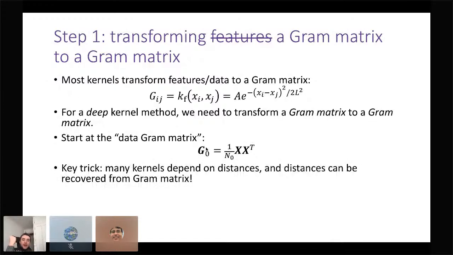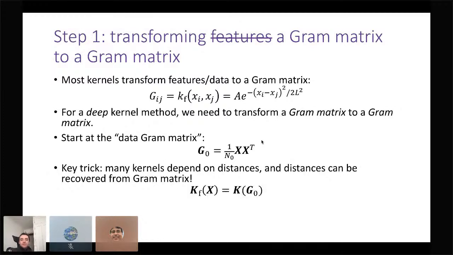And now our key trick is that many kernels depend on distances. So up here, this kernel depends on the distance between the ith input vector and the jth input vector. It doesn't depend on any other feature of xi and xj. And it turns out that this distance can actually be recovered from this gram matrix.